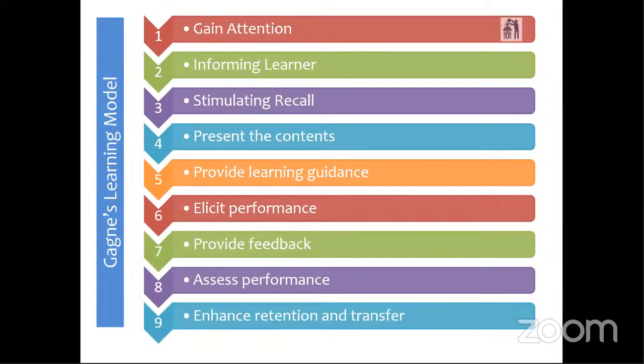So when we talk about Gagne's nine events of instruction, the first one is gain attention, second is informing the learner, stimulating recall, then present the contents, provide learning guidance, elicit performance, provide feedback, assess performance, and enhance retention and transfer to the job. So these nine events we are going to discuss one by one.